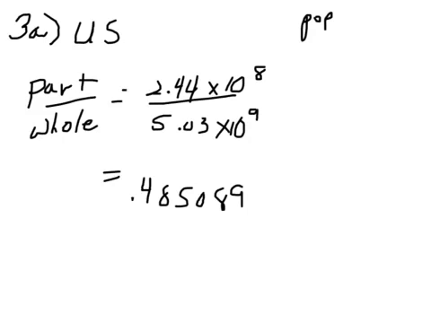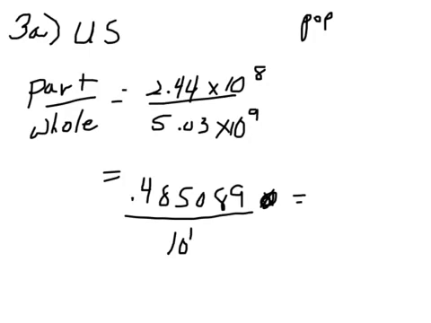I know I'm only going to want 2 decimal places, right? So if I look at this, I'll change that in a minute, I guess. 10 to the 8th over 10 to the 9th. That means if I subtract the exponents, 9 minus 8 is 1, and there was more on the bottom, so we leave it on the bottom. So it's 0.485089 divided by 10 to the 1st.